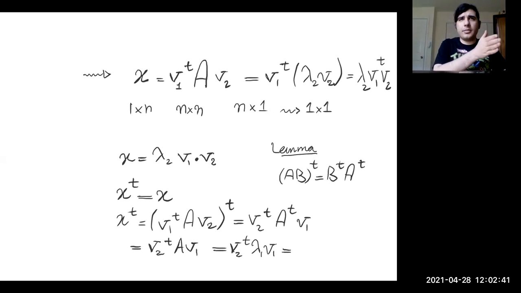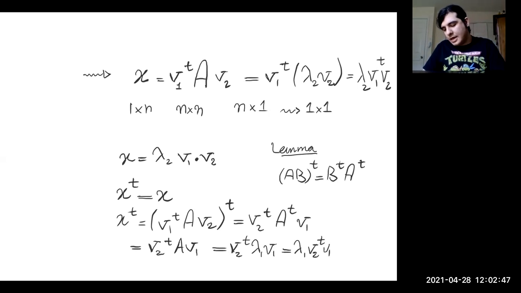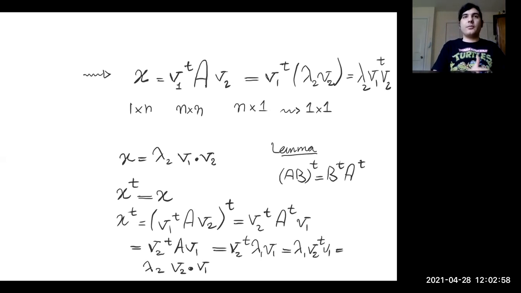And it's just a real number. We can commute it with V2 transpose. And V2 transpose V1 is just the inner product of V2 and V1. And well, that's equal to the inner product of V1 and V2, right? The inner product is commutative. So, sorry, it's lambda 1.